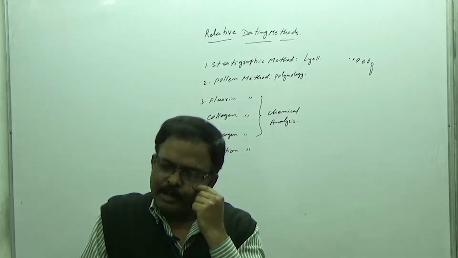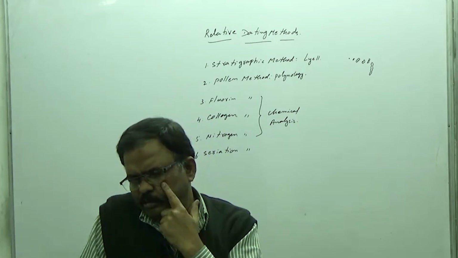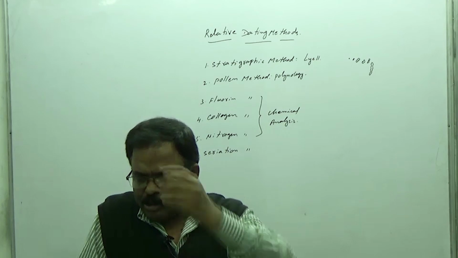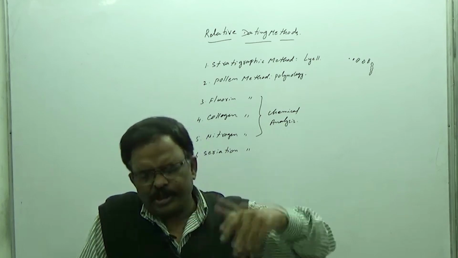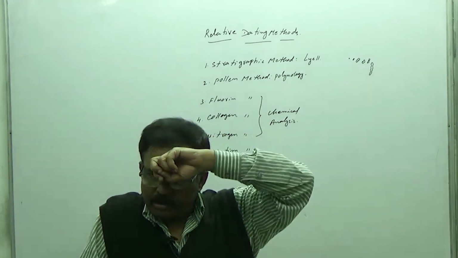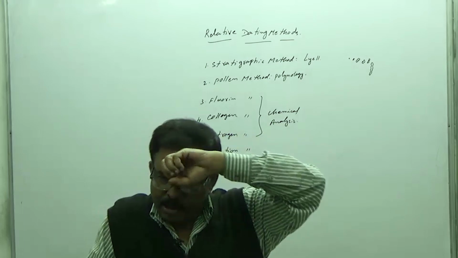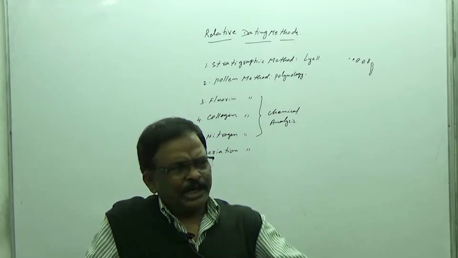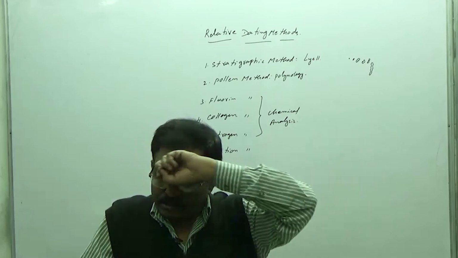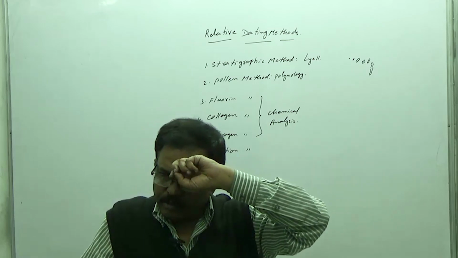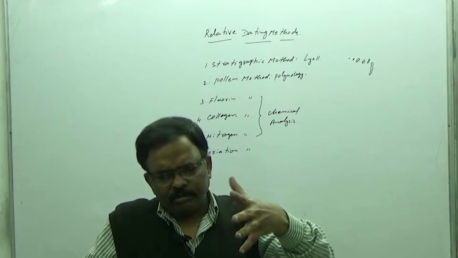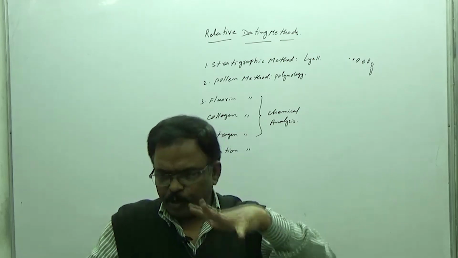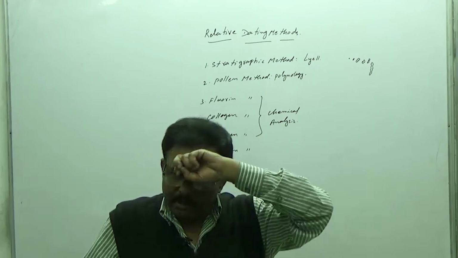Maybe approximately this much. Generally a bone for 100 years absorbs this much. For 1000 years, it absorbs this much. For 10,000 years, it absorbs this much. Many skeletons are available on a particular site. In some, the fluorine percentage is very less. In some, fluorine percentage is very high.